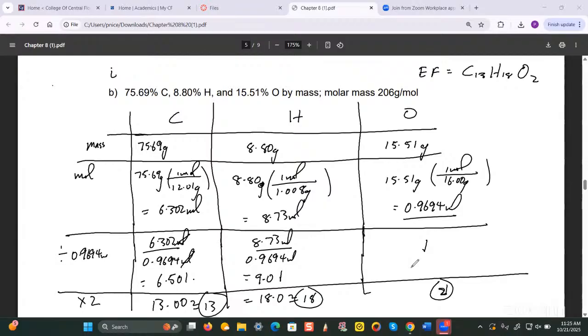We need to calculate the integral factor, which, if you remember, I said is the molar mass divided by the empirical formula mass.